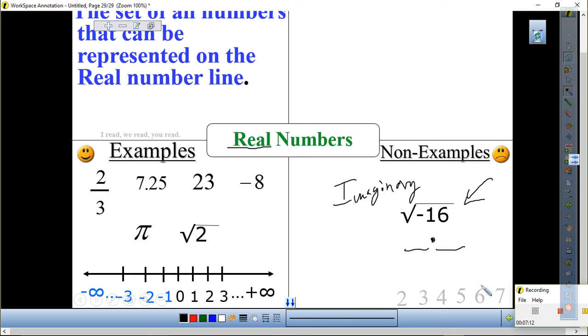Okay, so there's also another number, quote unquote, that I want to put as a non-example. Omega. To get to omega, you have to get to the end of infinity. So you skip the end of infinity, and then you get to omega. All right, here we go.